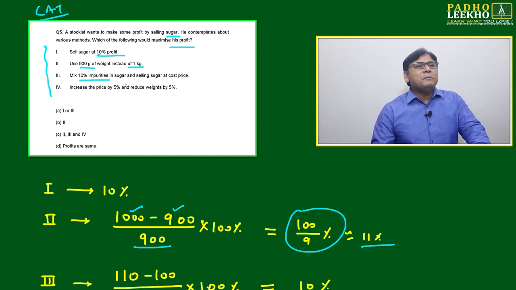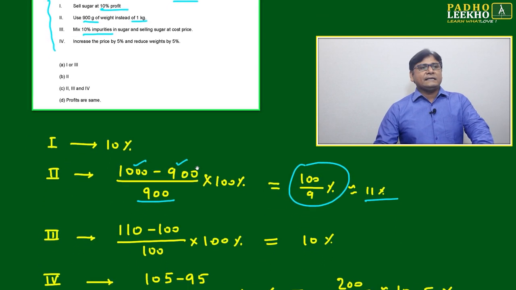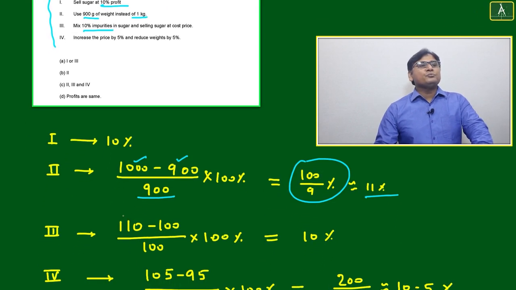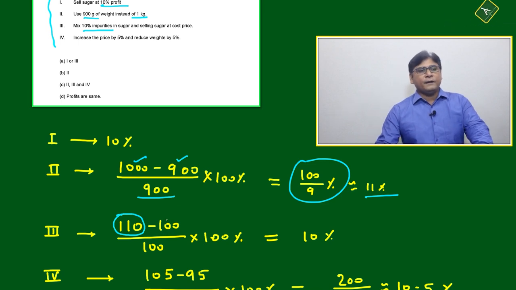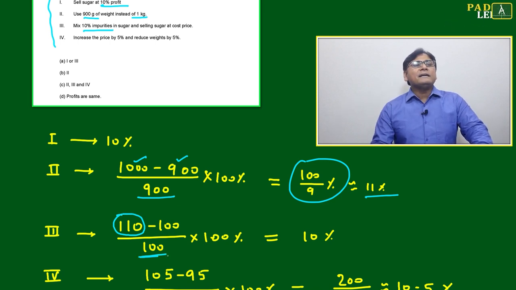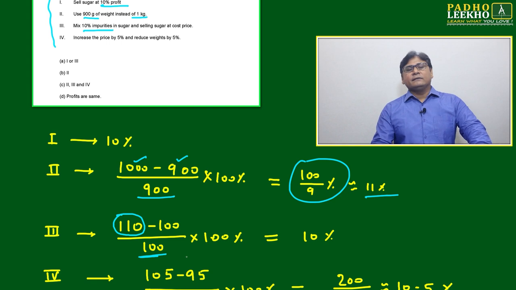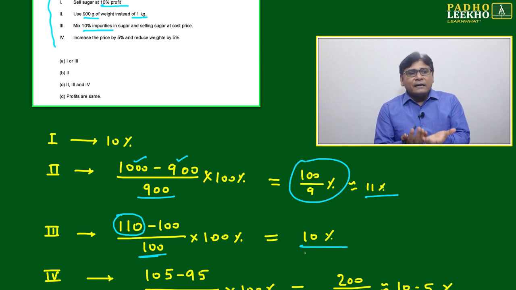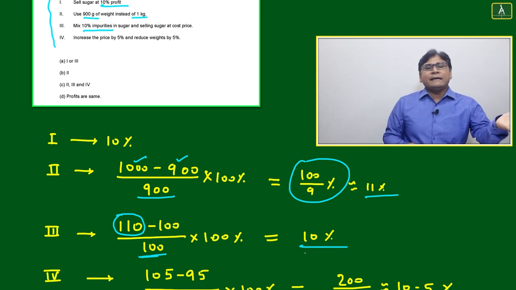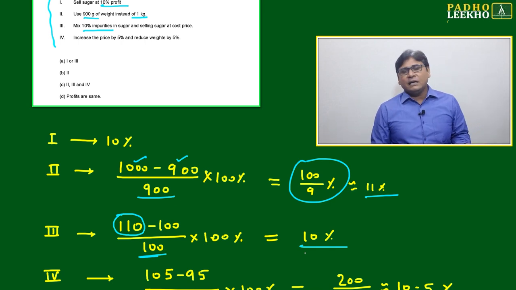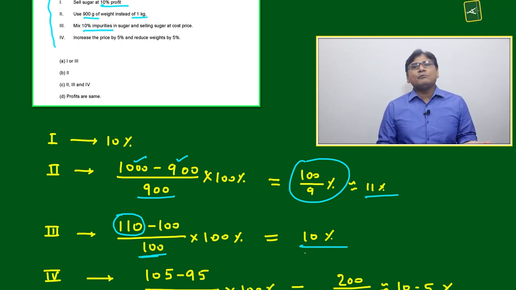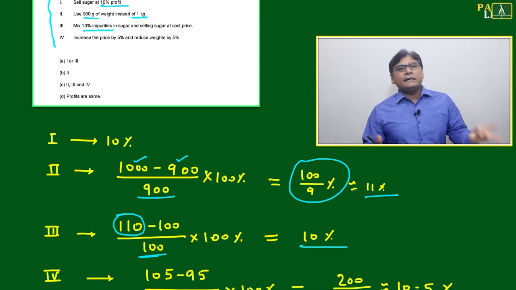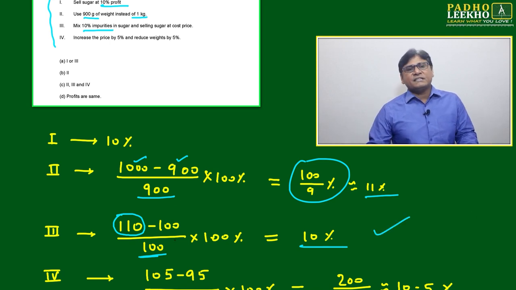Statement 3: mix 10% impurities in sugar and sell sugar at cost price. If you are mixing 10% impurities, what will happen? Your weight will increase from 100 to 110. You are selling 110 at the price of 100. How much will you get? 10%. It means 100 gram was there, you made it 110 gram, and the cost price is 100 gram only. So you sell 110 gram at the cost price of 100 gram, and the profit will be 10%.